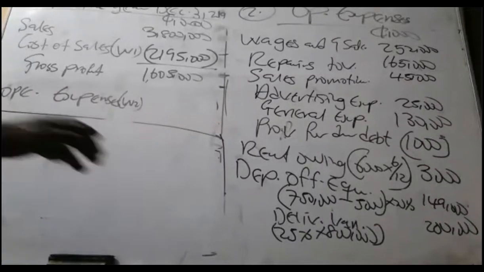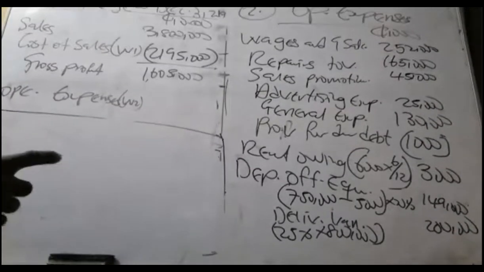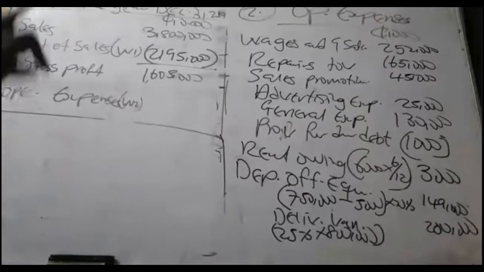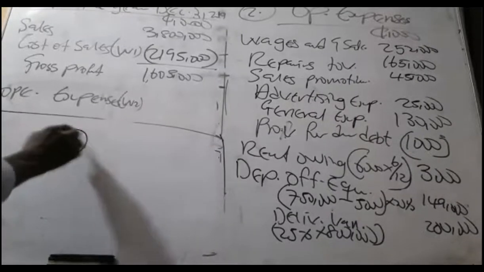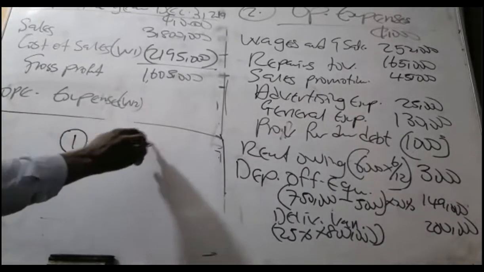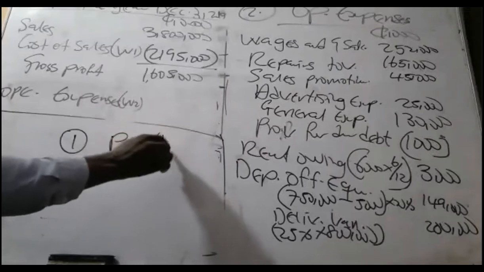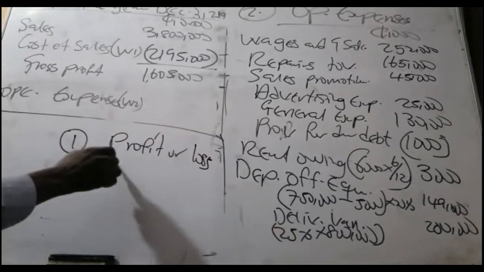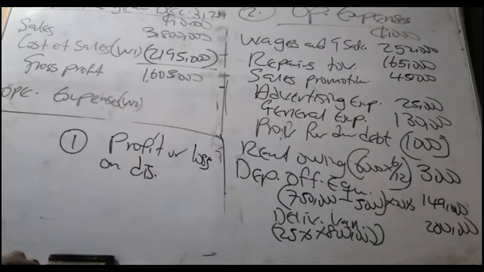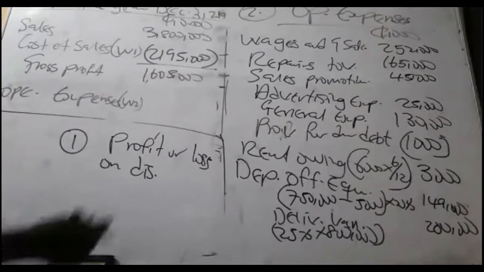Now, it seems like we are done with operating expenses, but we have to test for two items. Number one, test and see whether the profit or loss on disposal will be a loss or profit. So test and see.